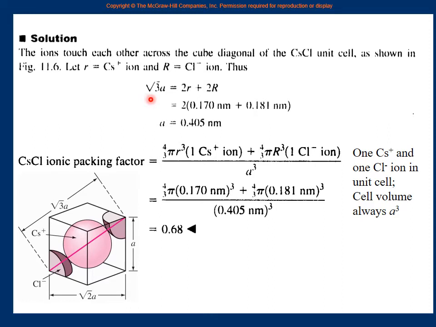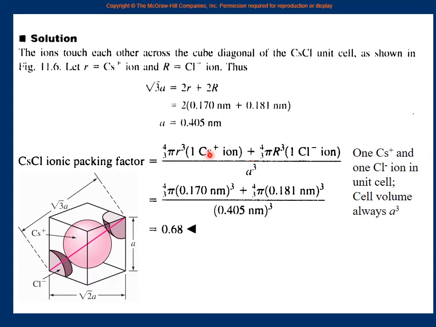We know that root 3A is 2 small r plus 2 capital R. So for one R, put the value of cesium and chlorine that was given, 0.17, and for the other 0.181. So root 3A is equal to this. So A is equal to this much. You find this A. And what is the volume of the cube? A cubed. So cube of this will be the volume of the cube. So ionic packing factor is the volume of the atoms upon the volume of the cube.